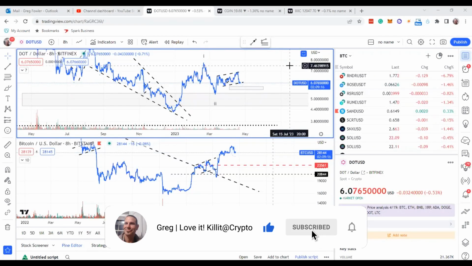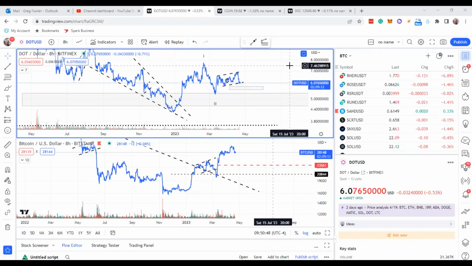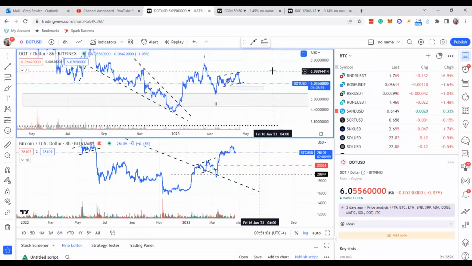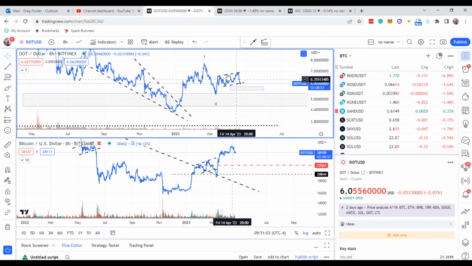I'm going to show you guys something here, man. With Polkadot, I'm starting to see this pattern come up a little bit. Polkadot's in a correction. I compared Polkadot to Bitcoin. They kind of flow together a little bit out of all the other ones, but I'm seeing this pattern right here in a lot of the cryptocurrency assets.